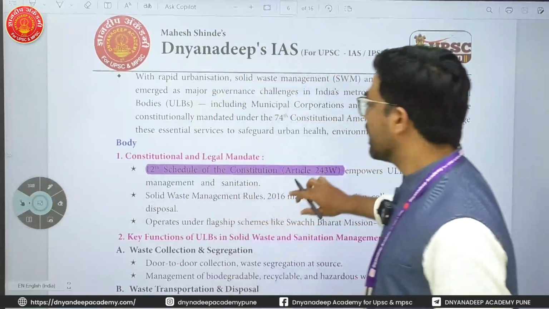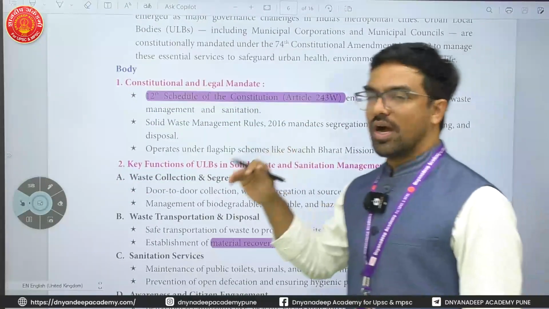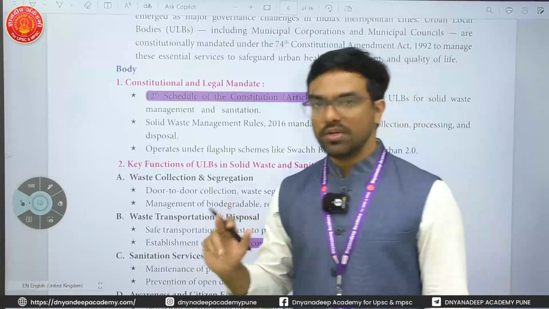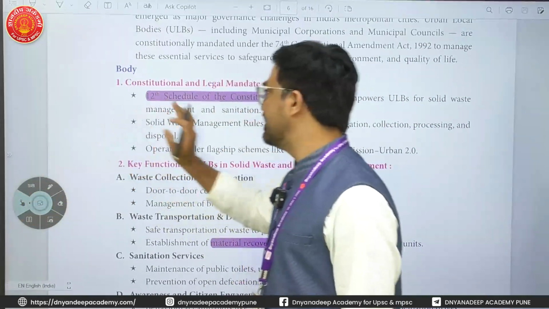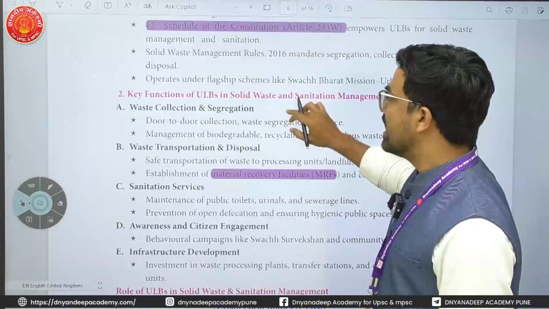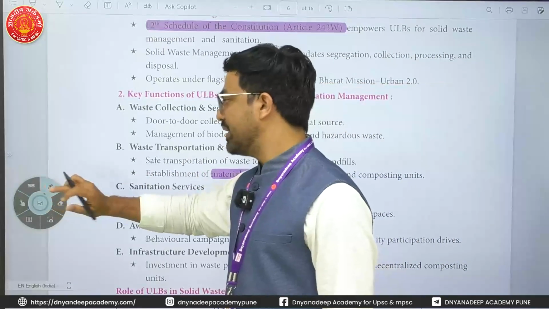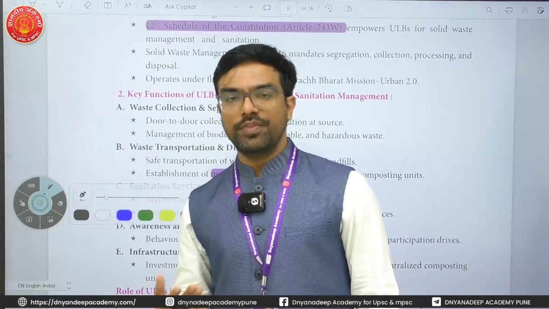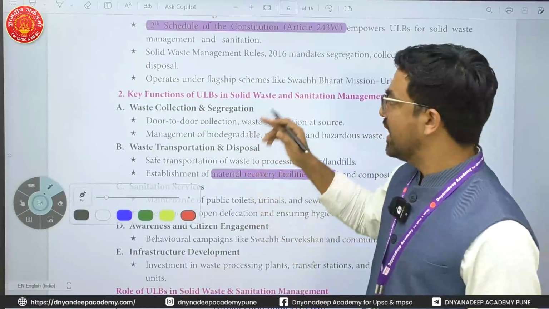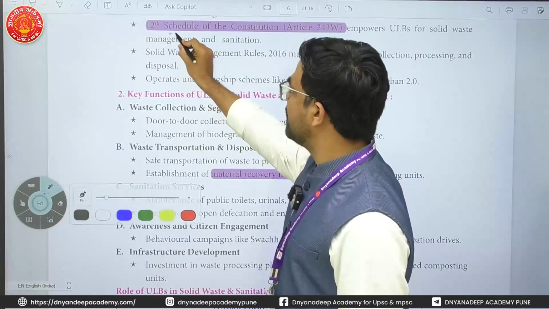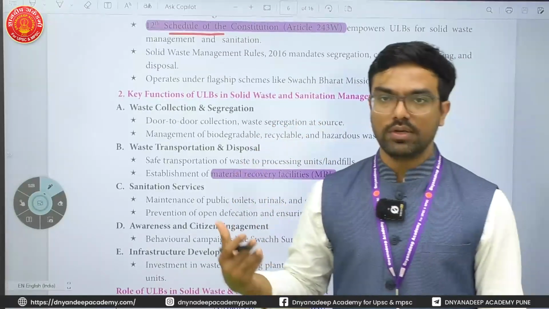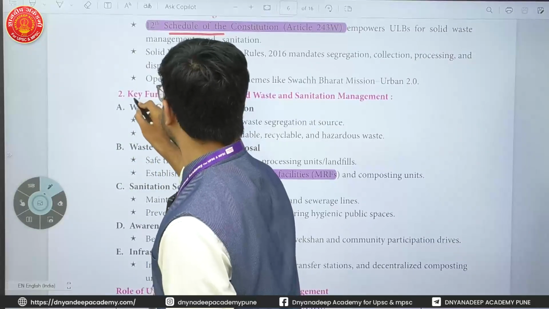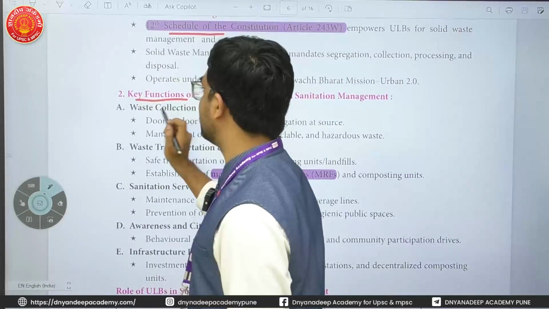Now in the main body, we can start with how there is a constitutional legal mandate that urban local bodies should provide. So in short, we can write this legal mandate and key functions of urban local bodies. Here we have to discuss what are the key functions of them. We know that in the 12th Schedule, it's their function, it's their role to manage solid waste management. So we have to write key functions. What are the key functions?